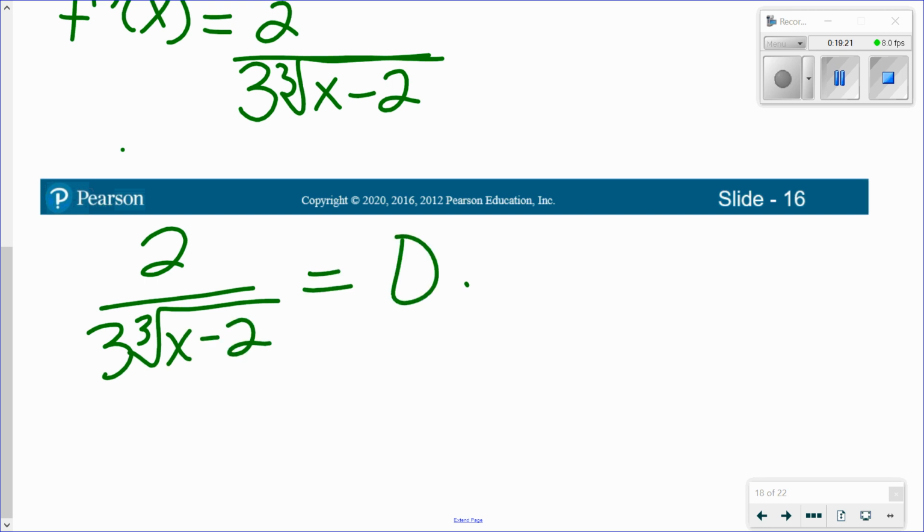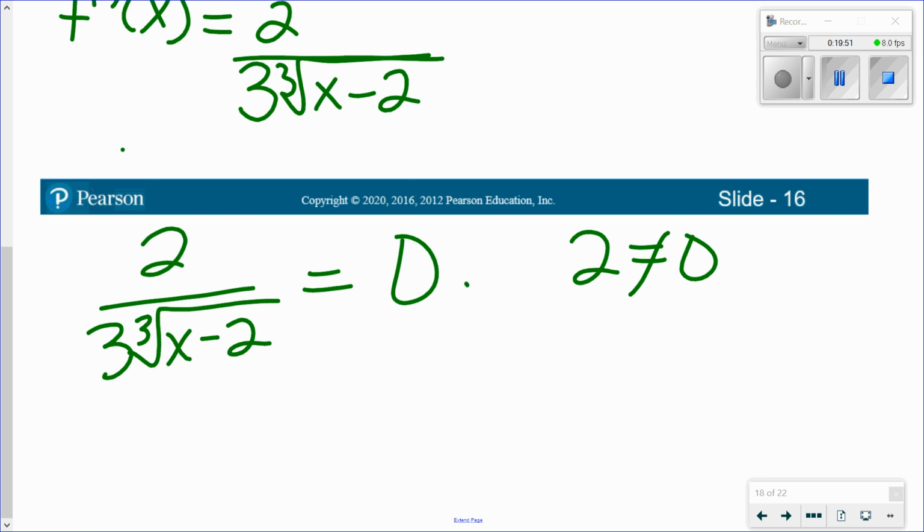And equal to 0. Now, the only time a fraction will ever equal 0 is when its numerator, meaning top of the fraction, is 0. So we don't need the denominator for this. We're going to set 2 equal to 0. That is never going to happen. So we do not have any critical values from it equaling 0. We could still have critical values arising from the possibility that it does not exist.